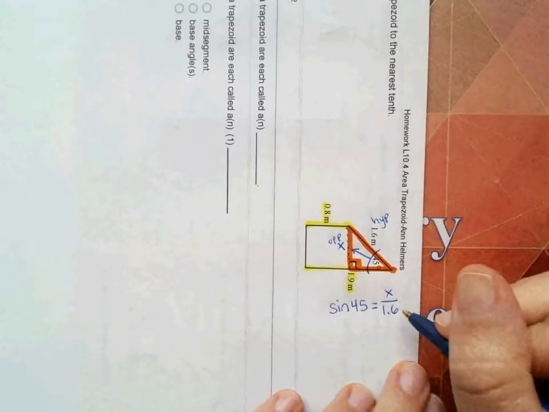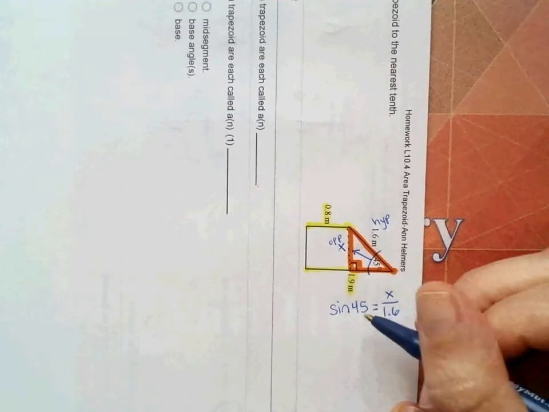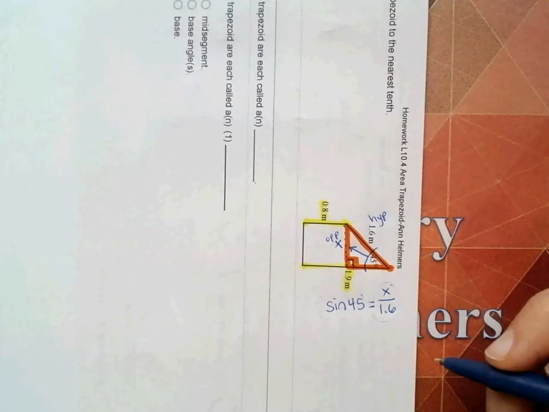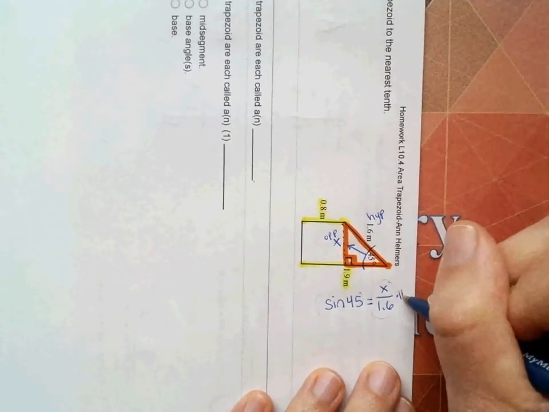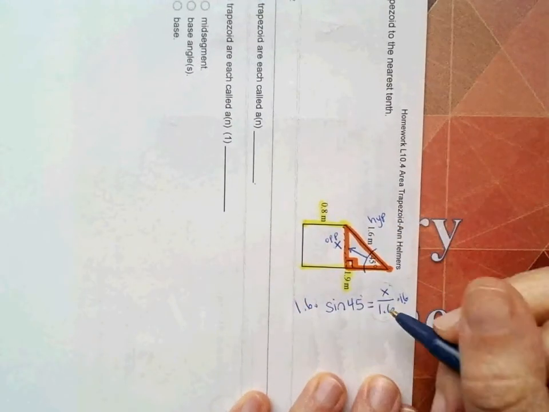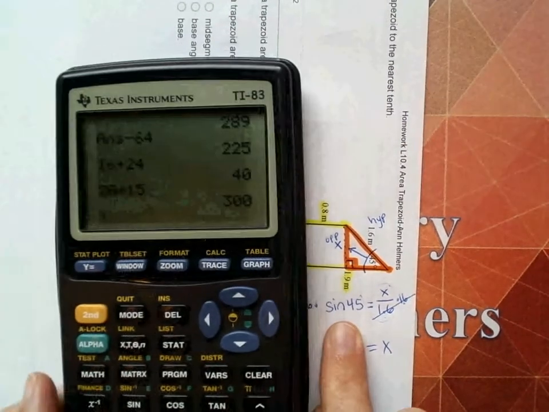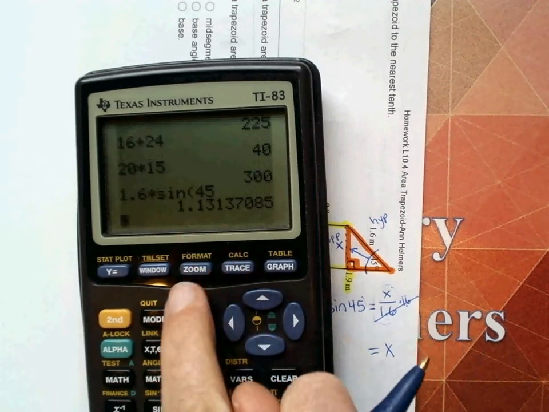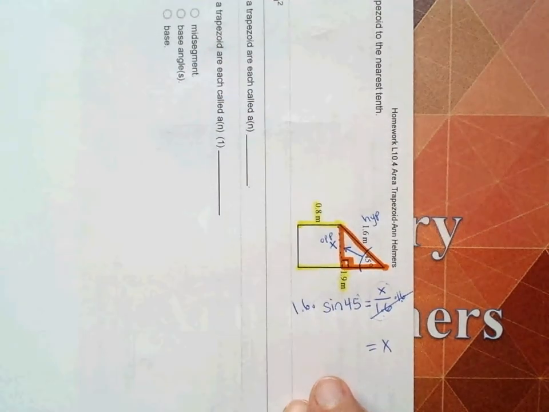Now, if you're solving by hand, you would times both sides by the denominator, which is 1.6. If you're using Desmos, this goes on line 1, this goes on line 2, and see where they intersect. Don't forget to change it to degrees. All right, I'm going to solve by hand. So times both sides by the denominator, which means times by 1.6. So these are going to cancel. And I'm going to type in 1.6 times sine 45, and I get 1.13.